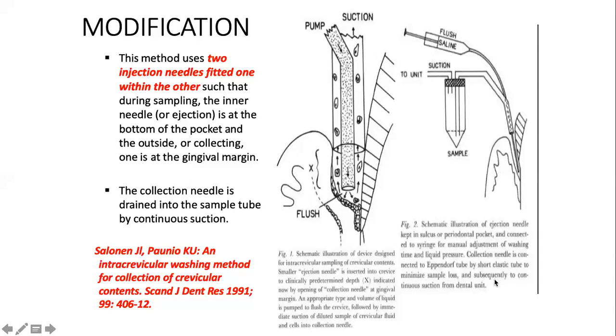See, it is a little complicated, whatever is written here. Just imagine that there are 2 injection needles, one fitted into the other. One is deep into the sulcus, the other is right at the gingival margin, and the sample is drained out with the help of a peristaltic pump.